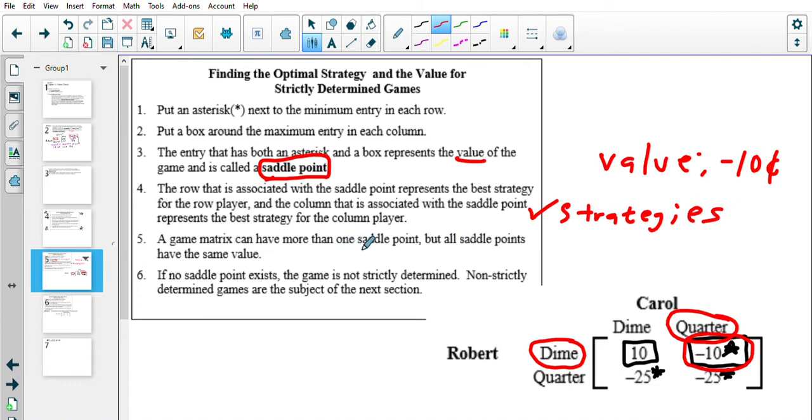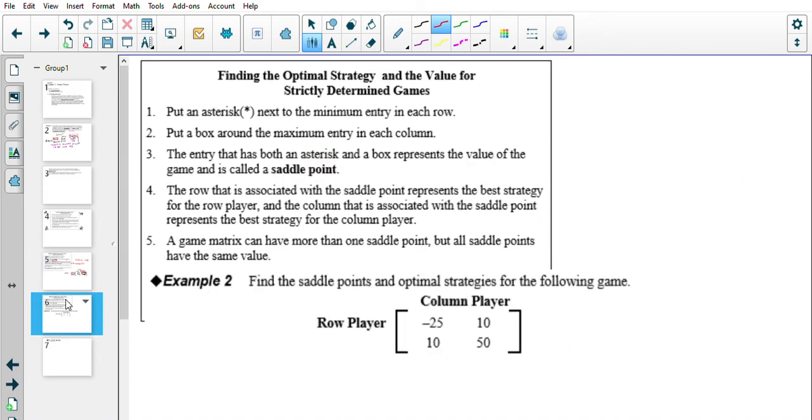Right? In this case, there's only one saddle point, and since there is a saddle point, we can say that it is a strictly determined game with a value of negative 10 cents and with an optimal strategy of Robert playing the dime and Carol playing the quarter. Okay, so let's do another example of just using the same process to find the optimal strategies and the values of a game.